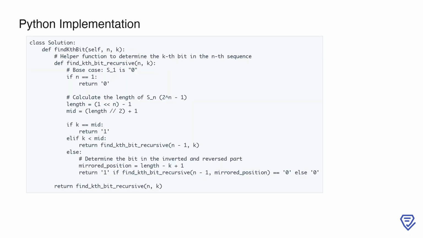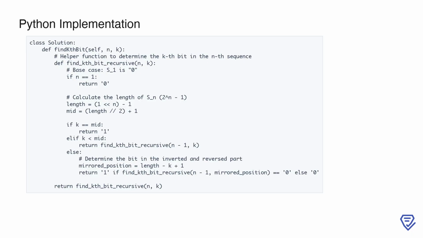This Python solution efficiently solves the problem by leveraging the recursive definition of the binary string sequence without explicitly constructing the string, which would be computationally expensive for large inputs. The function findKthBit is the main entry point. It delegates the computation to the helper function find_kth_bit_recursive, which recursively determines the kth bit of S_n.